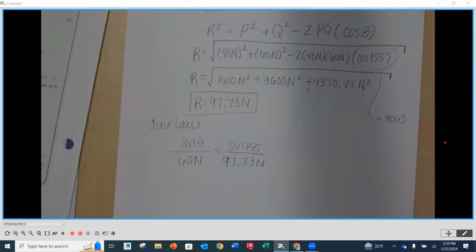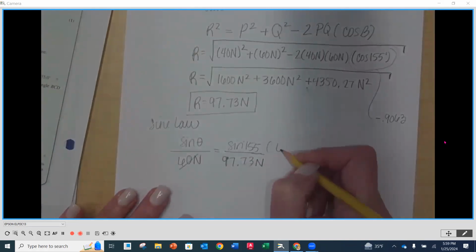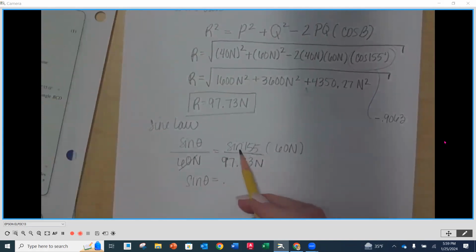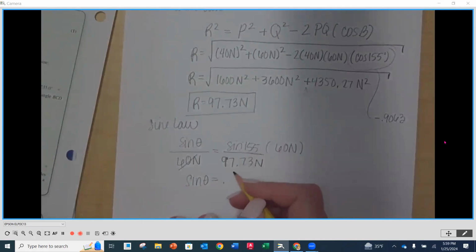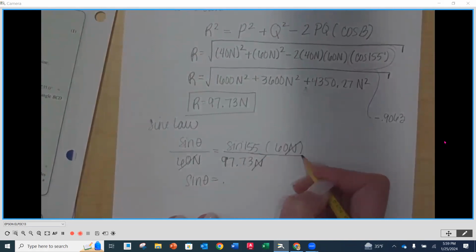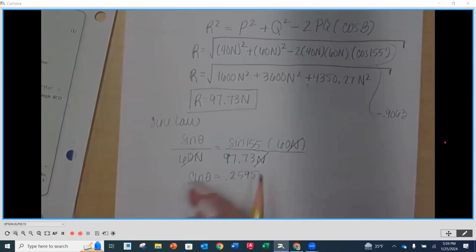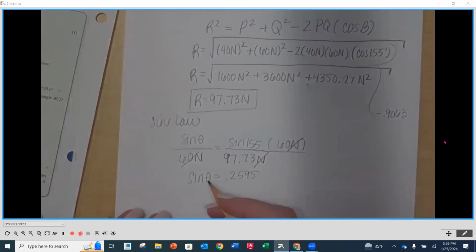So our only unknown here is theta. We're going to multiply by 60 newtons on the opposite side. So sine theta is going to be equal to sine 155 times 60 divided by 97.73. The newtons cancel out, so make sure you show your units canceled. And we're going to get 0.2595. Then, depending on your calculator, use the arcsine or the second function sine or sine to the -1, and theta is going to be equal to 15.04 degrees.